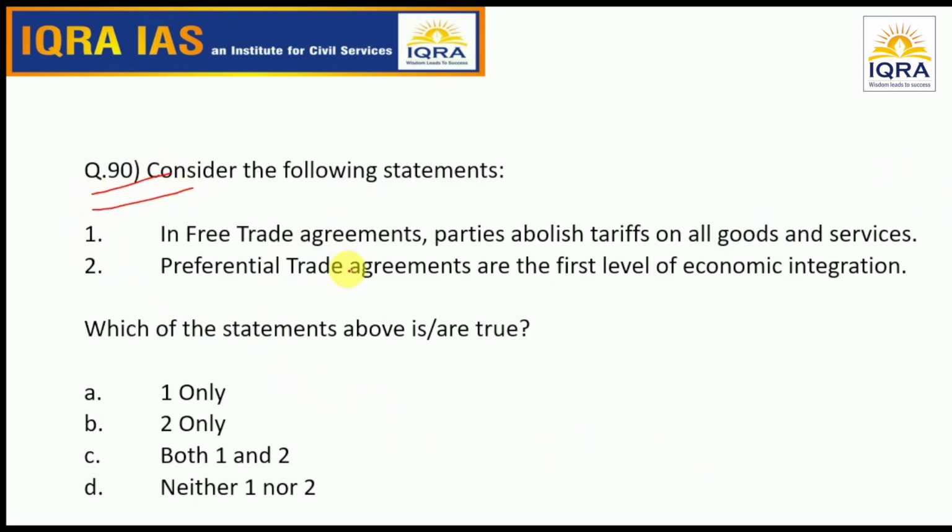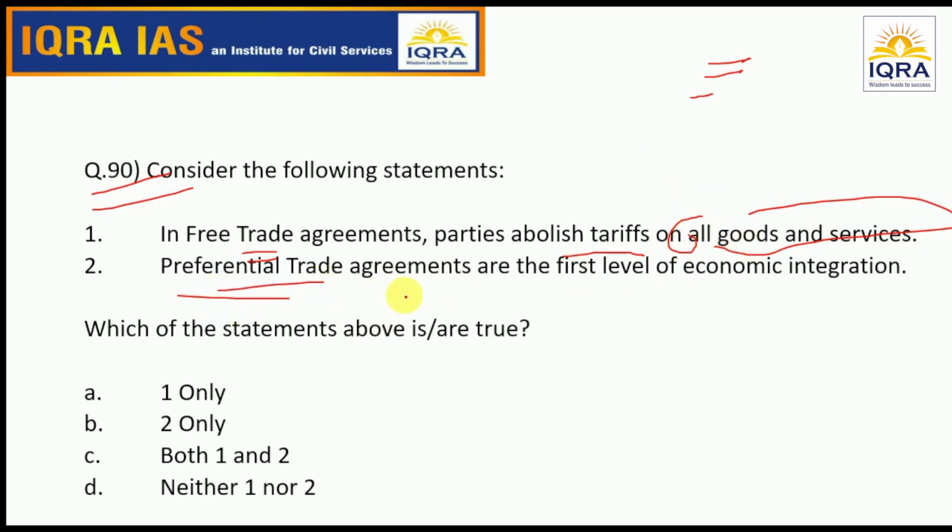Question number 90. Consider the following statements. In FTAs, free trade agreements, parties abolish tariffs on all goods and services. PTAs, that is preferential trade agreements, are the first level of economic integration. So, if we talk about FTAs, tariffs are not abolished on all goods and services. Rather, there is a list of goods on which tariffs are abolished. So this is not all, but on few. So this cannot be done.